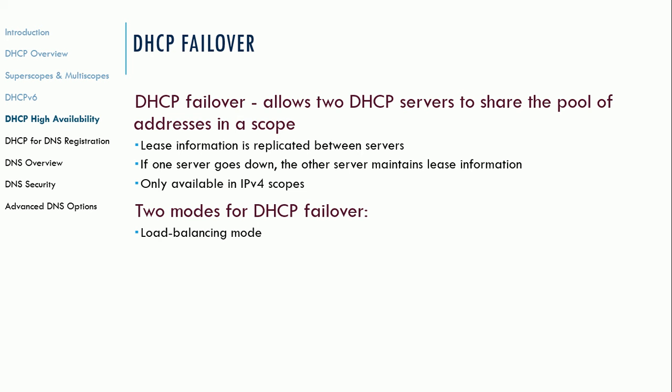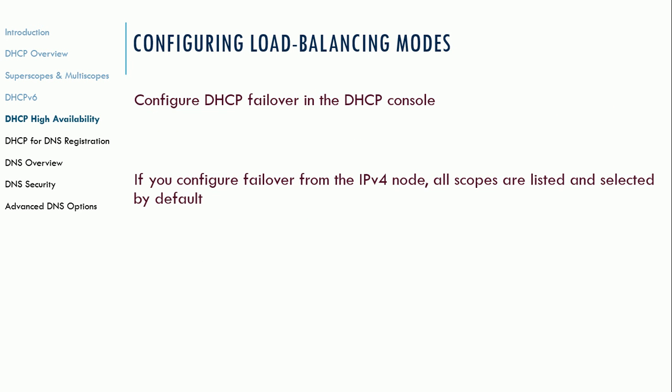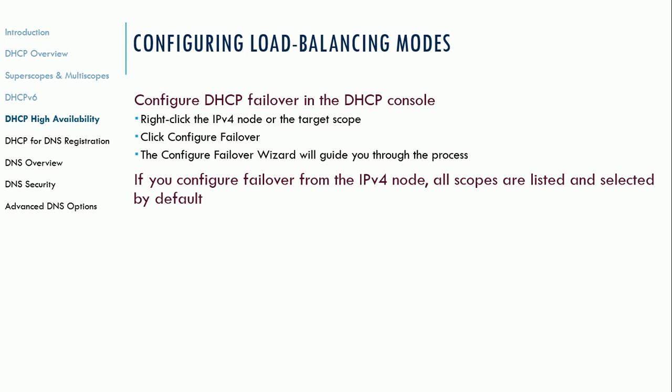So there are two modes. You have load balancing mode and hot standby mode. With load balancing mode, basically both of them are online. Both of them can respond to requests. So you configure failover by right-clicking the IPv4 node in the target scope. You click configure failover. And then the configure failover Sherpa will guide you through the process.